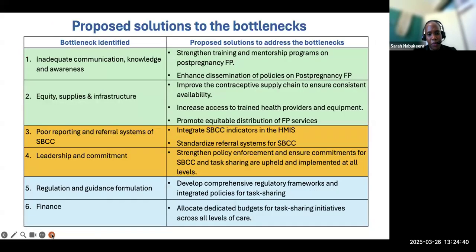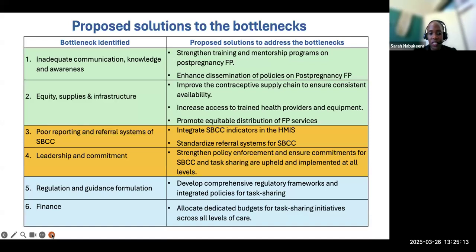So this is a summary of the proposed solutions to each of the EBPs, rather to each of the bottlenecks. So inadequate communication, knowledge, and awareness. There was a need to strengthen training and mentorship programs on post-pregnancy FP, enhance dissemination of policies, but also there was one on equity and supplies and infrastructure, that is to improve the contraceptive supply chain, to ensure consistent availability, increase access to trained health providers and equipment, provide equitable distribution of FP services.